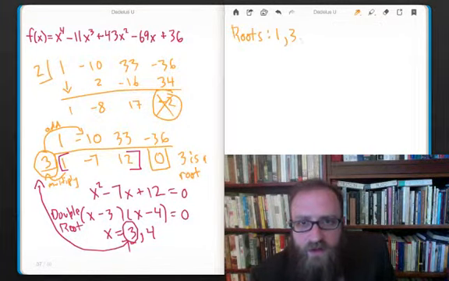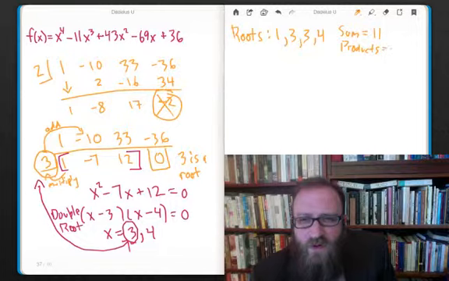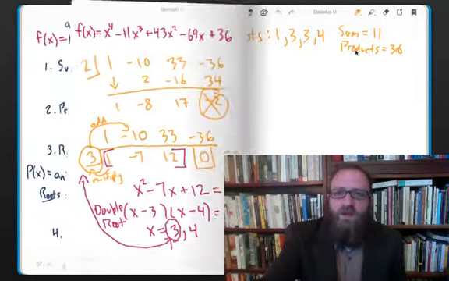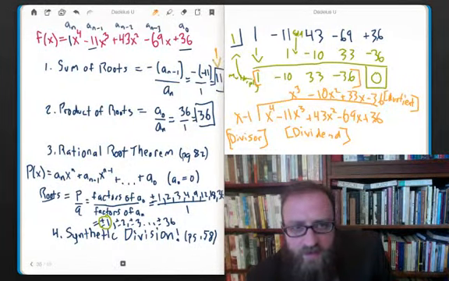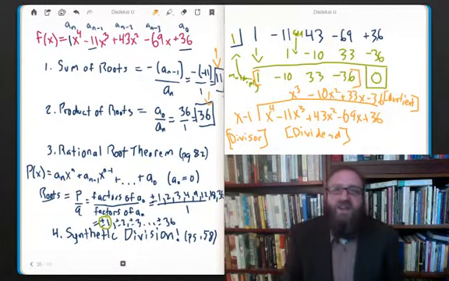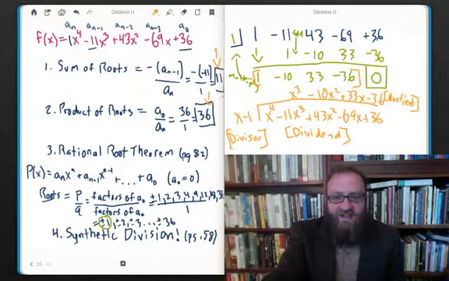I'll go back to orange and write them here. 1, 3, 3, and 4. Now, what is the sum of those numbers? Well, 1 plus 3 plus 3 plus 4 is 11. What's the product of those numbers? 1 times 3 times 3 times 4 is 12 times 3, 36. And in fact, we'll turn back real quick. That is what we had for our prediction. We had an 11 here for the sum and a 36 here for the product. It's not really a prediction. It's always going to be the case.